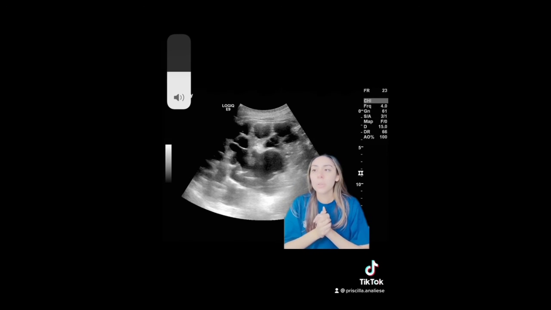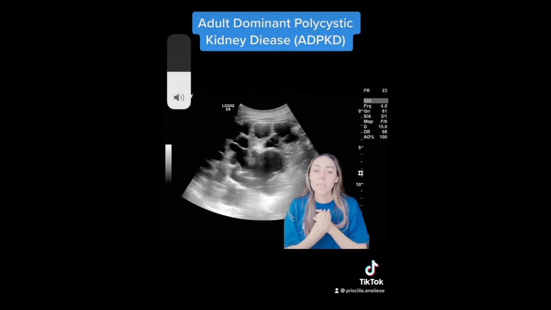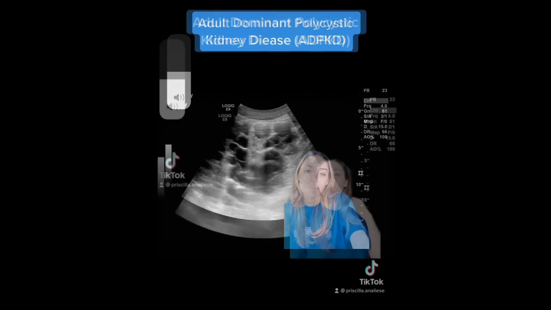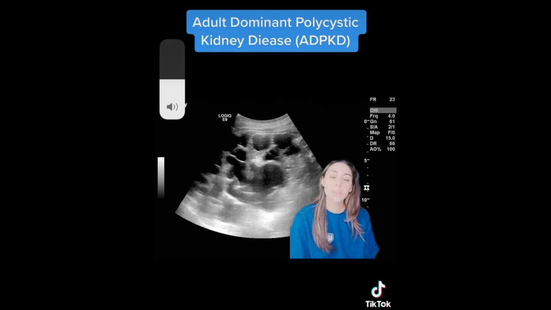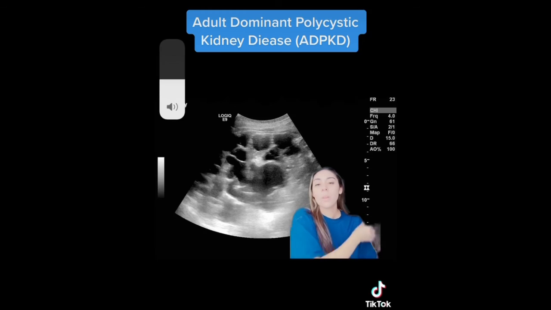So now let's move on to adult dominant polycystic kidney disease, ADPKD for short. It is defined by a cystic dilation of nephrons and collecting tubule walls. The cause of ADPKD is a defective gene that does not allow for normal epithelial cells to develop. It results in a cystic development of the cortex and medulla. The thing about this disease is that these cysts do not enlarge or impair kidney function until adulthood.